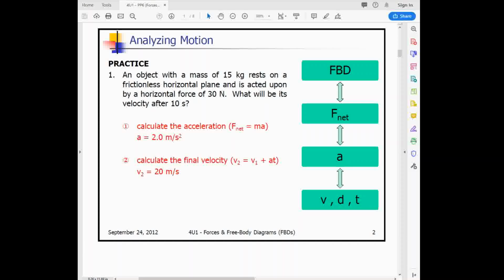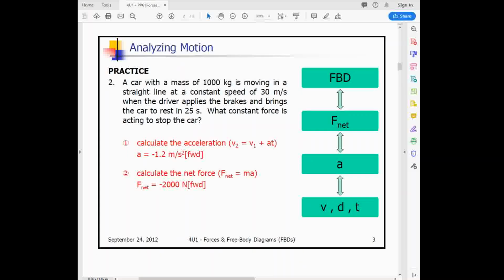So to find that acceleration, we use F net equals ma, and we know the force net is 30, and the object is 15 kilograms, so 30 divided by 15 gives us 2 meters per second squared for acceleration. To find the final velocity, we use the equation v2 equals v1 plus at, and we solve for that to be 20 meters per second.